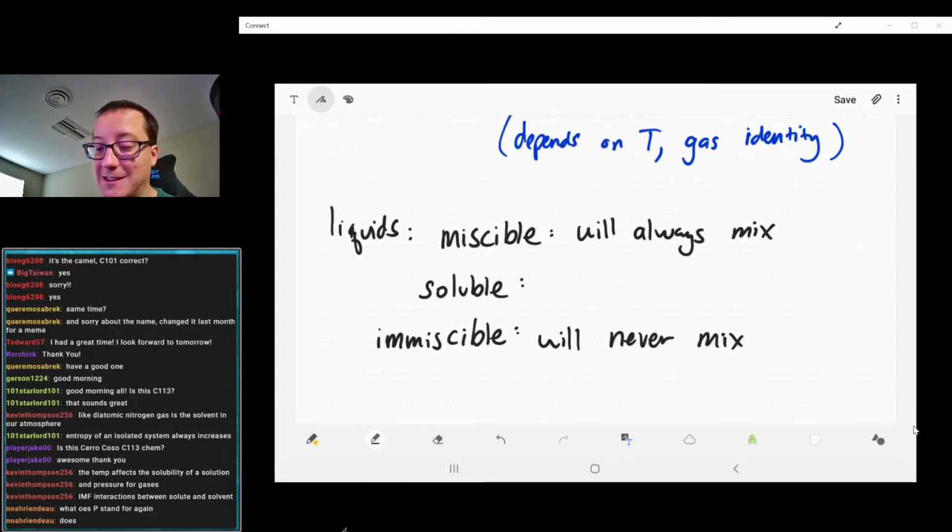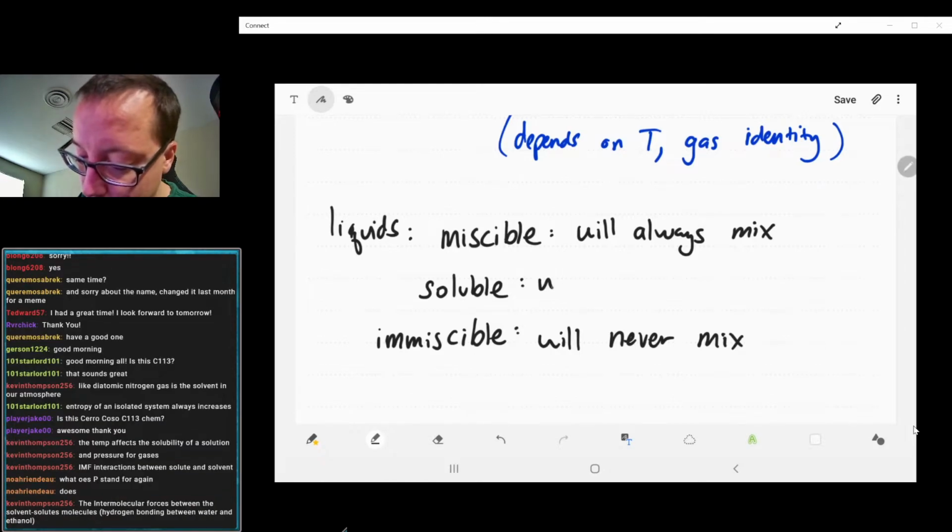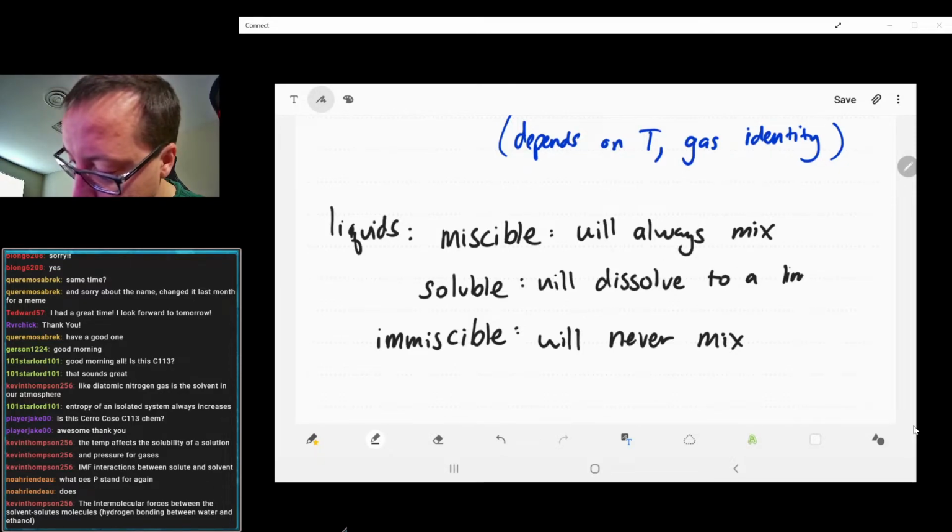And so we're going to see that there's these two extremes. You've got miscible liquids that will always mix together no matter what, and you've got immiscible liquids that will never mix no matter what. And then in the middle, you have ones that are considered soluble. And soluble liquids will dissolve to a limit.